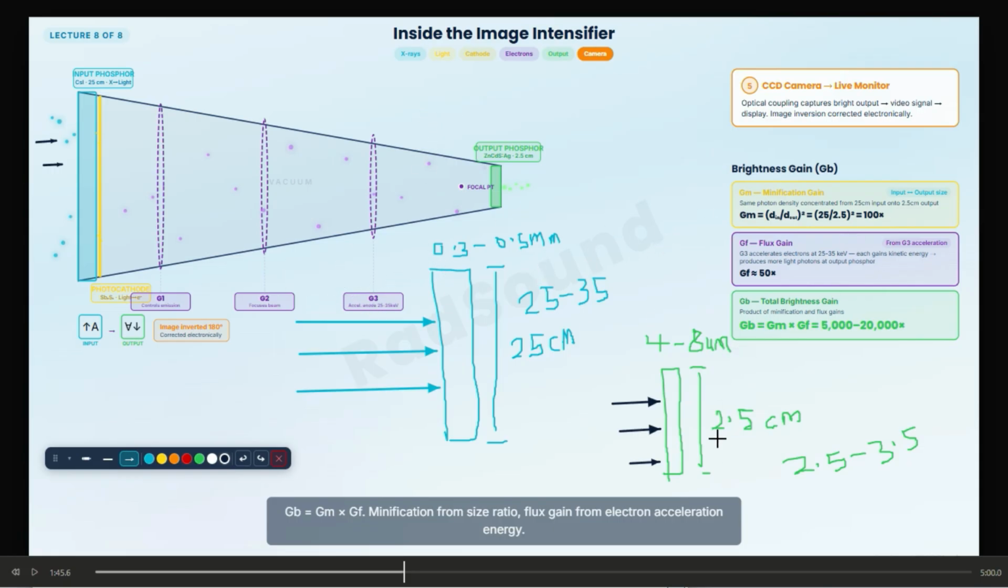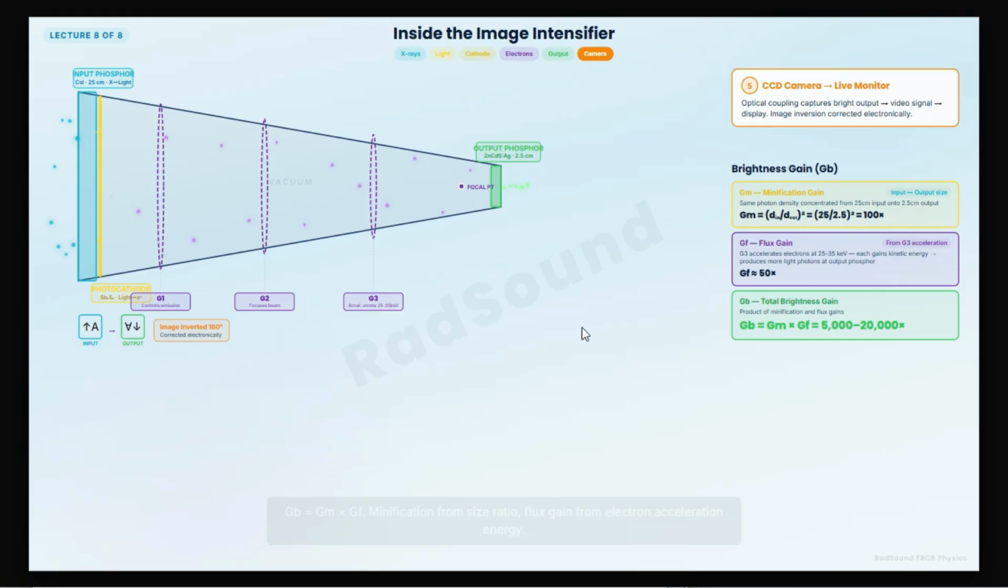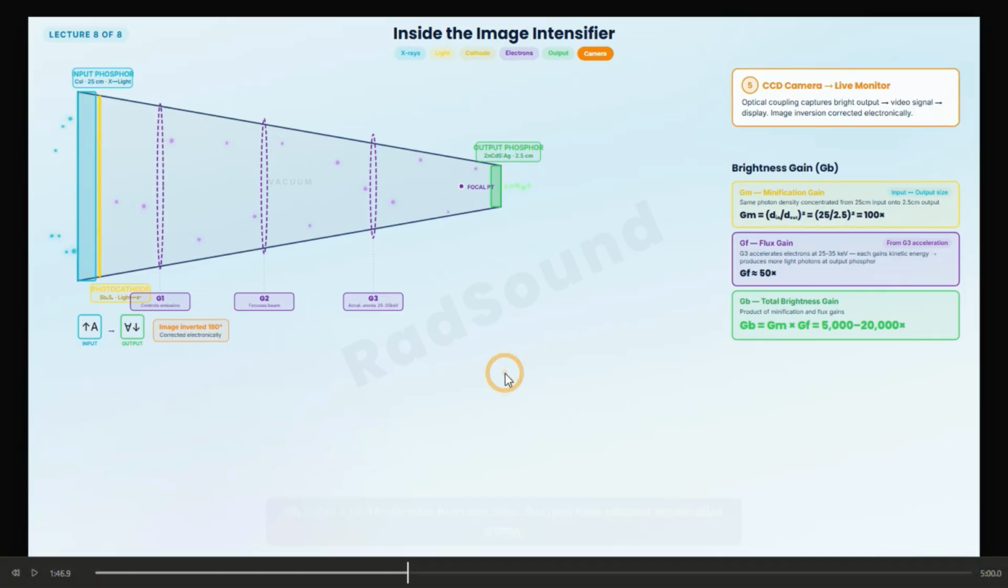So the thickness and the height of the output passport. The height of the output passport is mostly 2.5 centimeter and the thickness 4 to 8 micrometer. So the thickness of the input passport is 300 to 500 micrometer. Remember, the SI unit, 300 to 500 micrometer, and the output passport is 4 to 8 micrometer. X-ray is converted into light, then light again into electron. Electron converted again into light. A lot of issues. So what could be the possible problems that we might encounter?